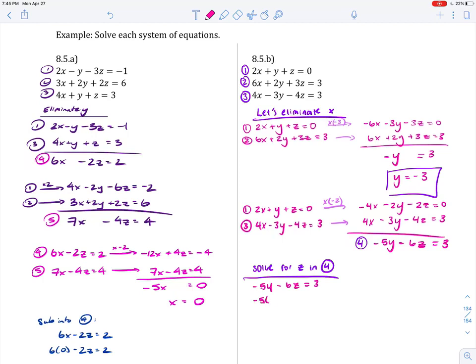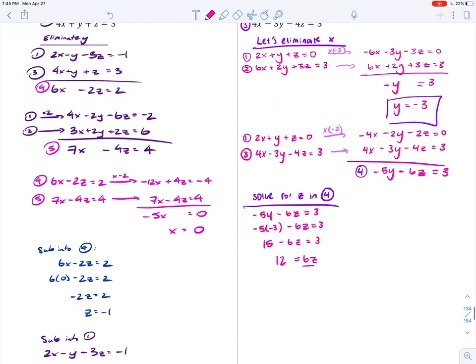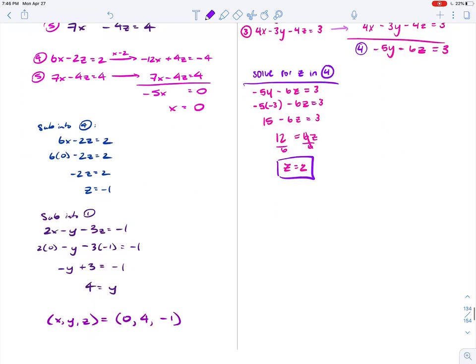Alright, so let's do this. So I have -5y minus 6z is equal to 3. And I'm going to plug in a -3 every time I see a y. So -5 times -3 minus 6 times z is equal to 3. I get 15 minus 6z is equal to 3. I'm going to scoot the negative 6z to the other side. So I get positive 6z, which means I'm going to scoot that 3 over to my 15 side, which will give me 12. And if I divide both sides by 6, I get z is equal to 2.